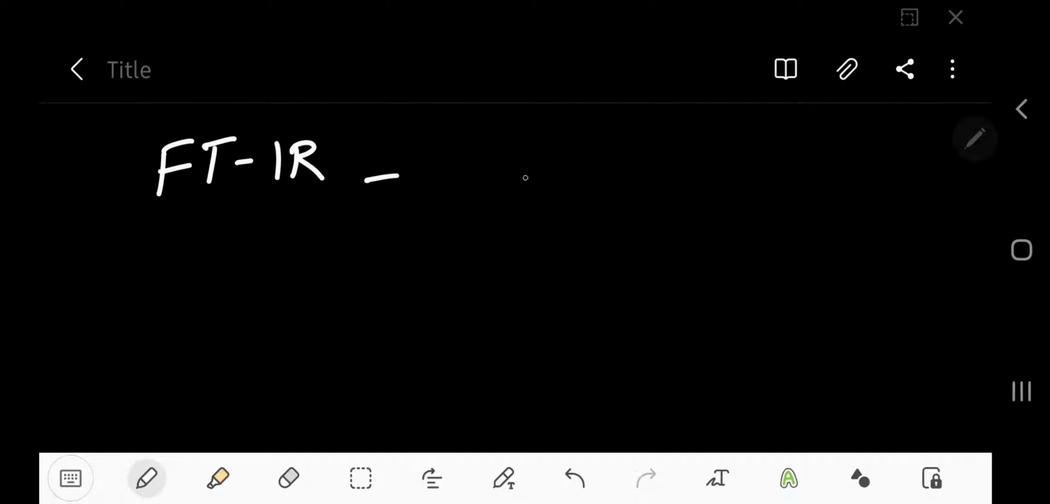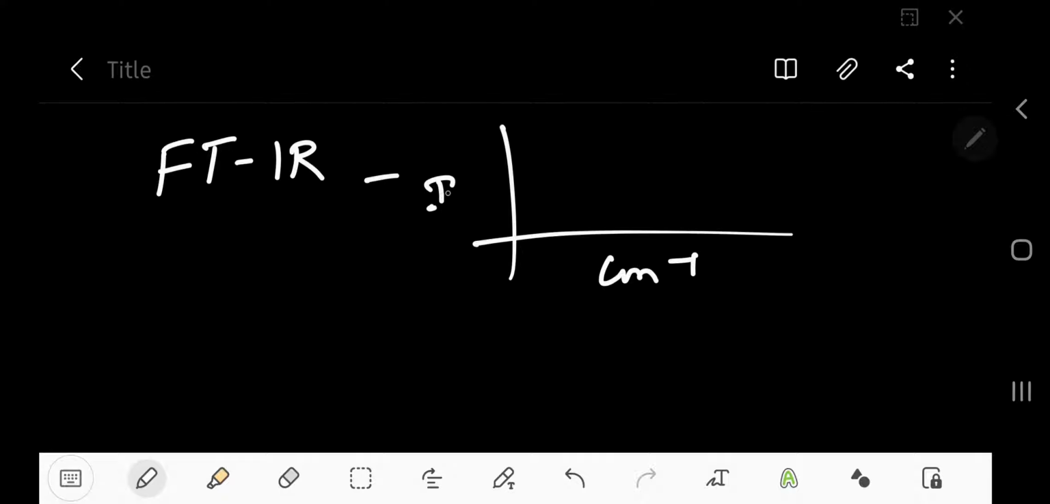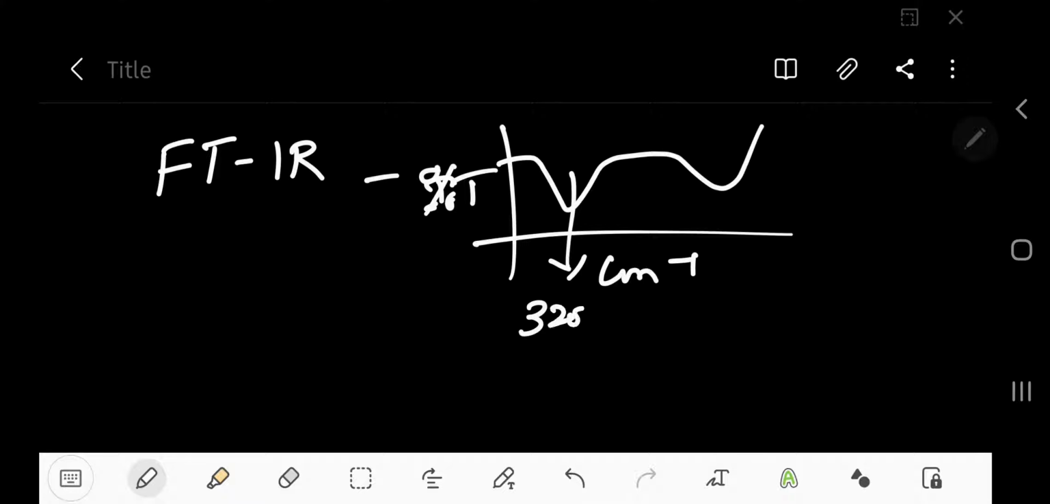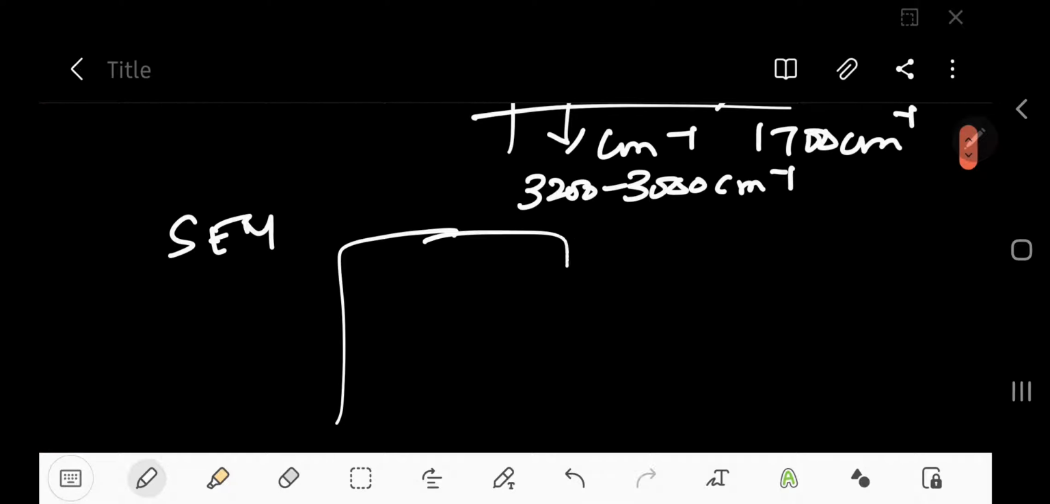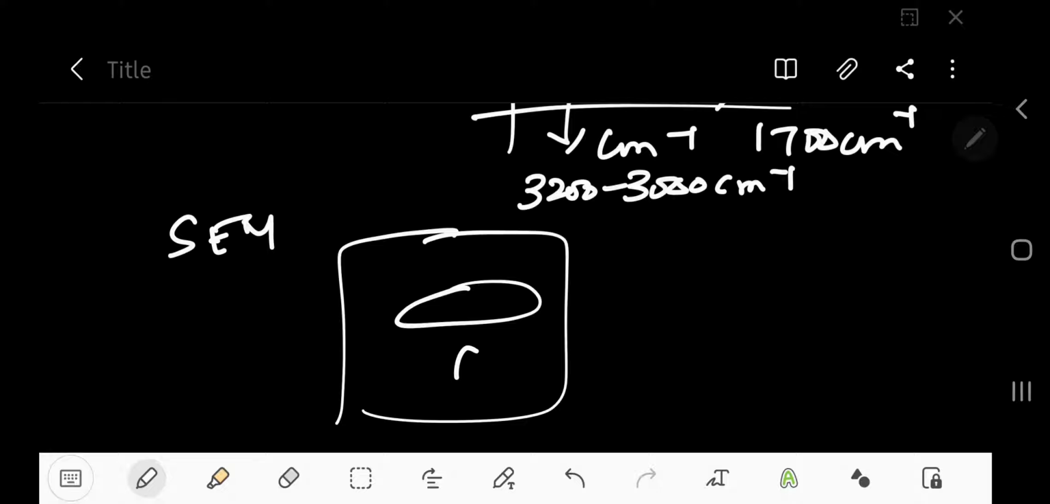FTIR shows two bands, wave number in centimeter inverse versus intensity as percentage transmittance: a broad band that appears at 3200 to 3000 centimeter inverse, and a band at 1700 centimeter inverse. And SEM shows a rod-like morphology and a spherical morphology mixed.